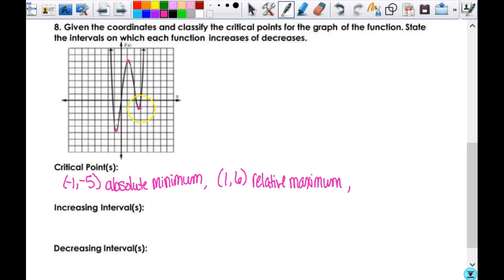Then I have this point. You can say that's at 1, 2, 3, -1. So 3, -1. And that is a relative minimum.